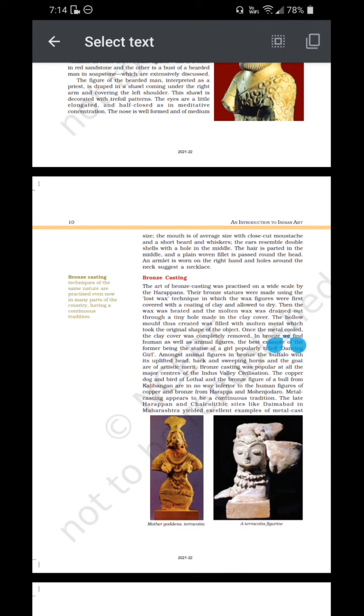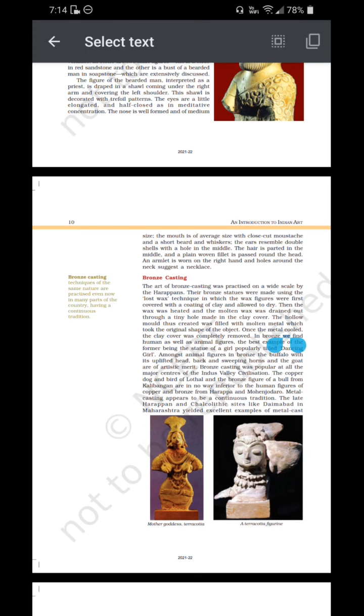In bronze, we find human as well as animal figures. The best example of the former being the statue of a girl popularly titled Dancing Girl. Amongst animal figures in bronze, the buffalo with its uplifted head, back and sweeping horns, and the goat are of artistic merit. Bronze casting was popular at all the major centers of the Indus Valley civilization. The copper dog and bird of Lothal and the bronze figure of a bull from Kalibangan are in no way inferior to the human figures of copper and bronze from Harappa and Mohenjo-daro.